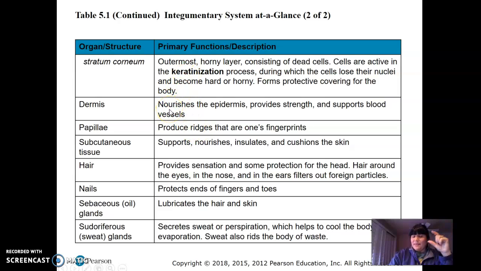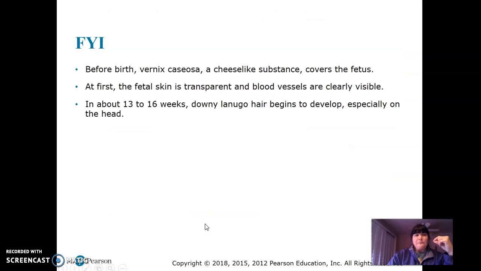Dermis, okay, that's the thickest part. And then all of this stuff here is what's associated, right? So hair, nails, sebaceous glands are the oil glands, okay? Lubricate the hair. Sudoriferous, those are the sweat glands, secrete sweat for perspiration.